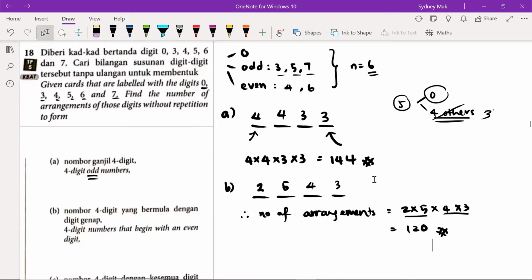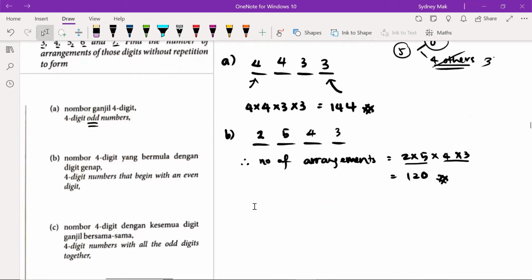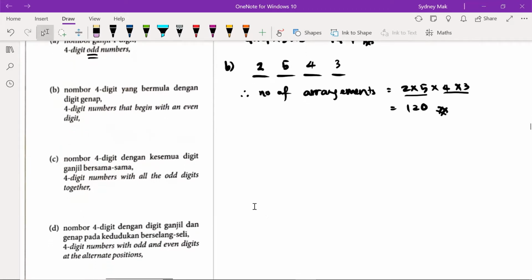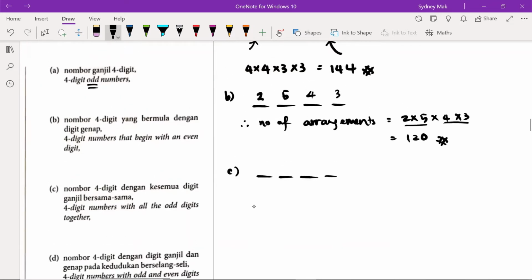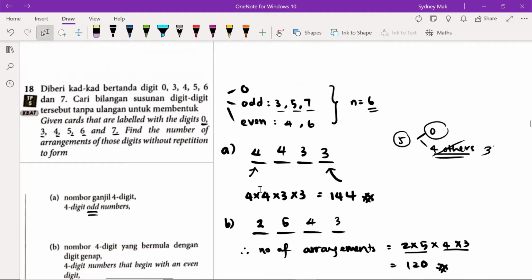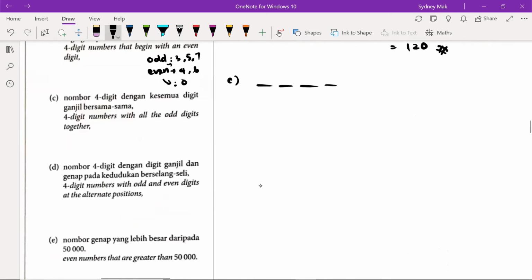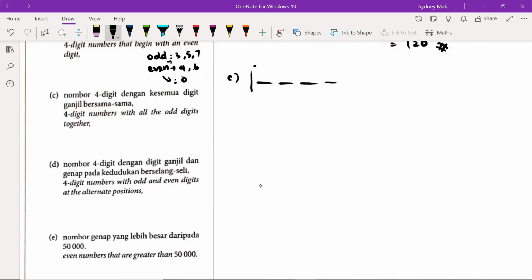Next, part C. For part C, 4-digit numbers with all the odd digits together. Odd digits must come together. So for part C, 1, 2, 3, and 4. We have 3 odd digits: 3, 5, 7, and then the even digits are 4 and 6, and then the special one, 0. So odd digits must come together for part C. So let's box them up.